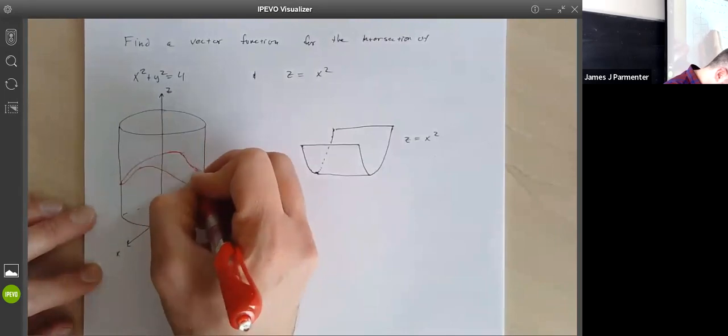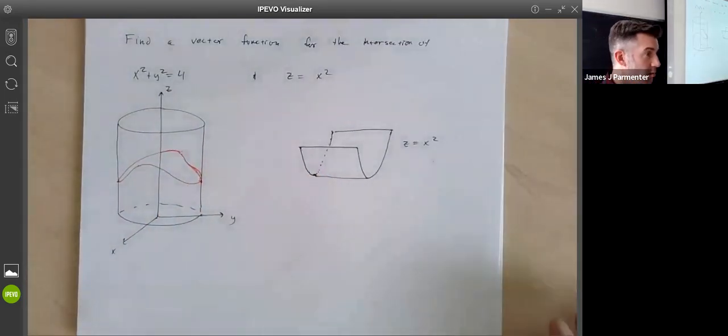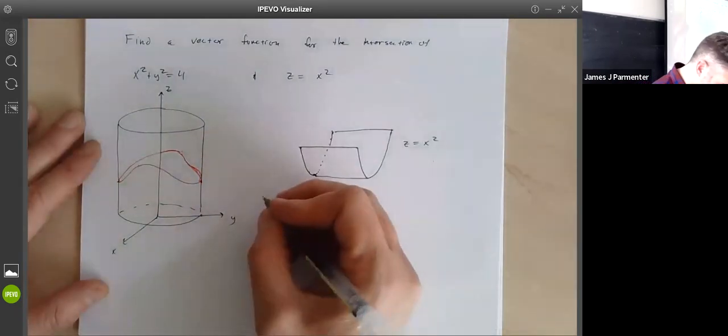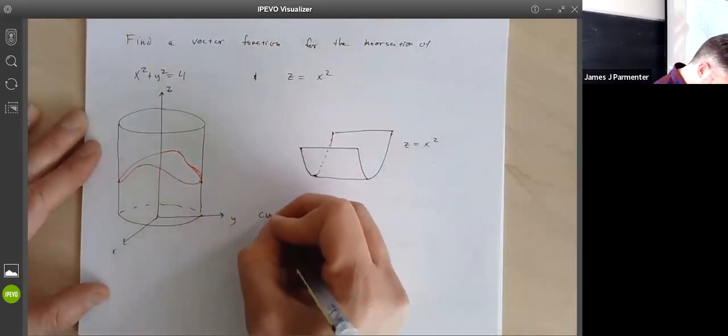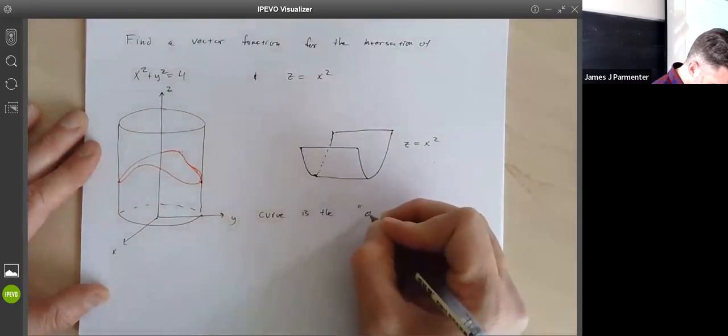It's not terrible. It's supposed to look like a Pringle. That's what this surface should look like. And what we're trying to describe, the curve we are looking at, is the edge of the Pringle.